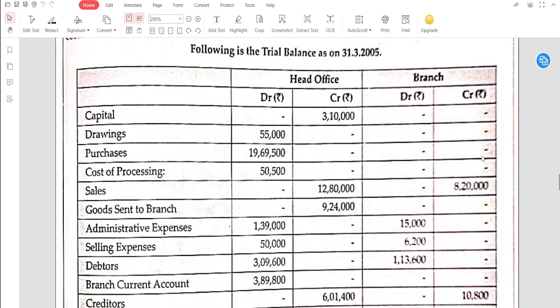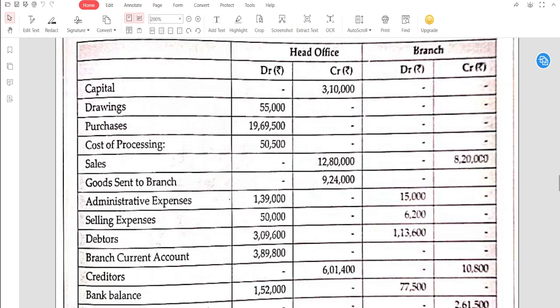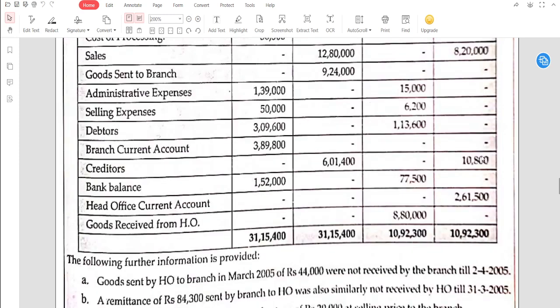Correct. Now the following trial balance as on 31st March 2005 is given. The debit and credit balances of the head office and branch books are given. Capital, drawings, purchases and cost of purchases are given only in the books of HO on the debit side. Sales, goods sent to the branch, and administrative expense are given. Sundry debtors, branch current account, creditors, bank balance and head office current account are given. The branch current account is 389,800, whereas the HO current account is showing 261,500. Goods received from HO is showing 8,80,000. Now the total is given.